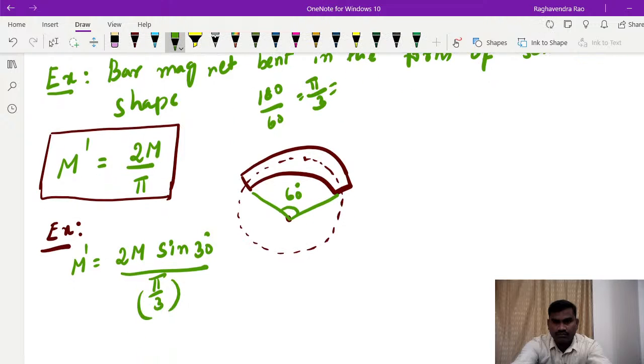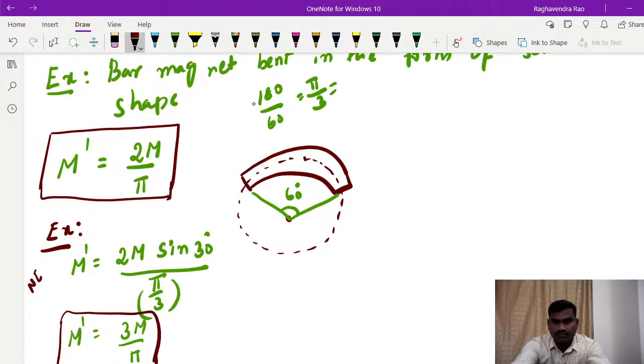180 by 3 means 60 degrees. Pi by 3 radian. Now sin 30 is 1 by 2. 2 will cancel. So m dash is equal to 2m sin 30, 1 by 2, 2 will cancel. This is pi by 3, 3 will go upside, so 3m by pi.